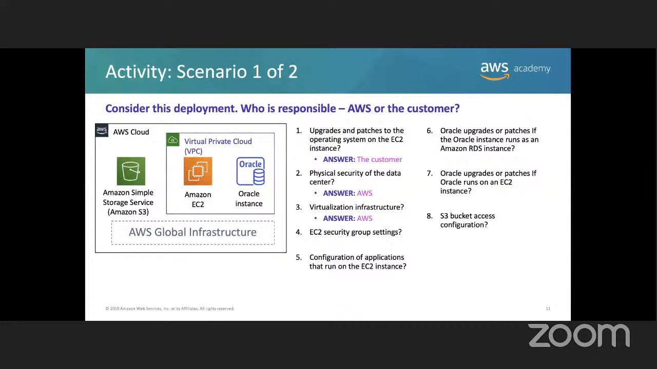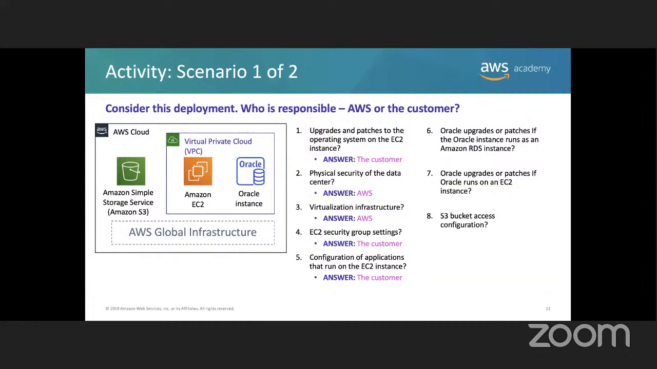So EC2 security group settings. Who sets the security? Customer. Customer. That's for sure, right? Very good. Configuration of the applications that run on the EC2 instance. Customer. I would say that most things that are done with EC2 instances are done by the customer, right? Because it's infrastructure as code. You have a lot of control, but you don't have the total control. Remember that AWS is the owner of the service, okay? But you have a lot of control with that one.